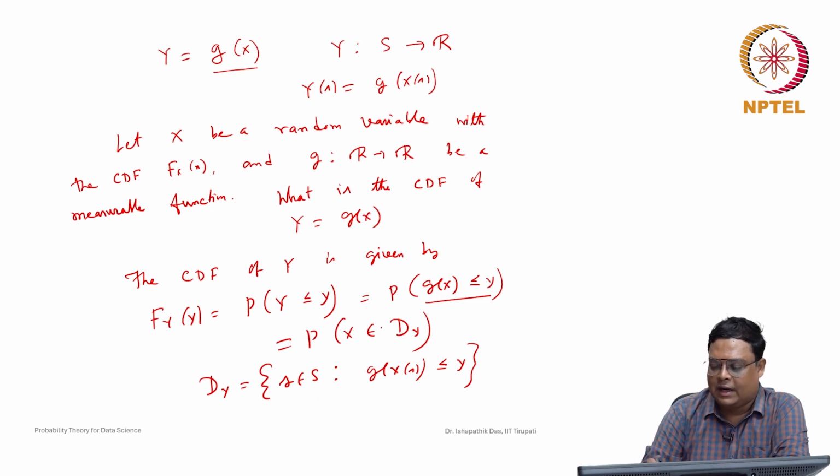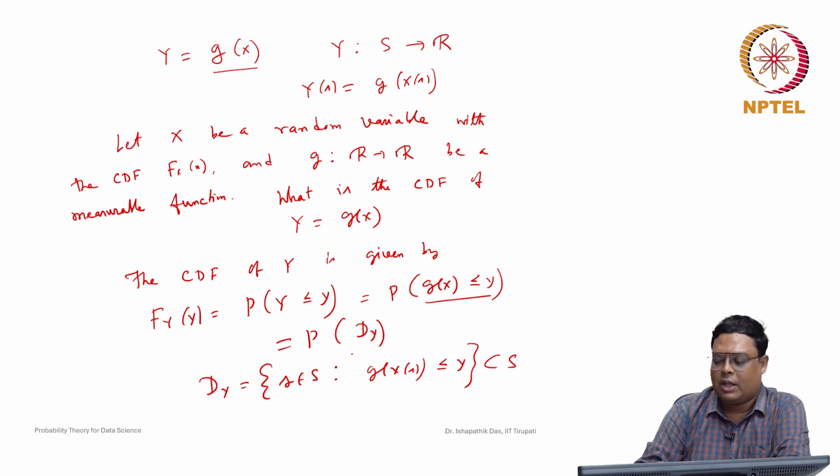So, we can just directly write, instead of probability of dy, you can write probability of d of y. It is just a notation to help understand. This is actually a subset of the sample space. In this slide, it is just notational: x belongs to dy.